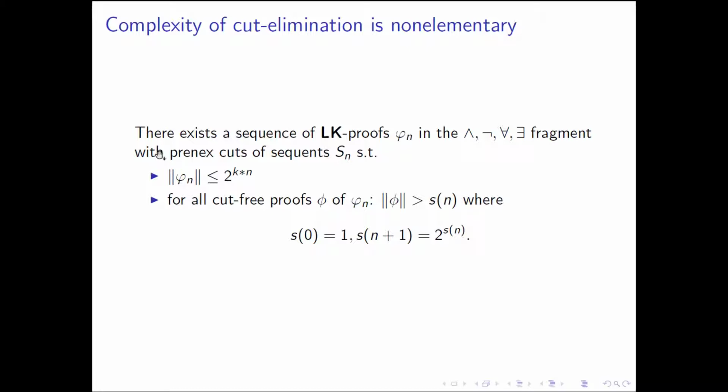We presuppose here that there is a sequence of LK proofs in the connection, negation, inversion, extension fragment with prenex cuts, which grows non-elementarily. The question of prenex cuts is a more interesting one, because in reality the examples from the literature, like Statman or also Orevkov, are not really prenex. The cuts are not really prenex. But in fact, you can make any proof with non-prenex cuts prenex by adding further cuts. So we have such a sequence and we work with it.